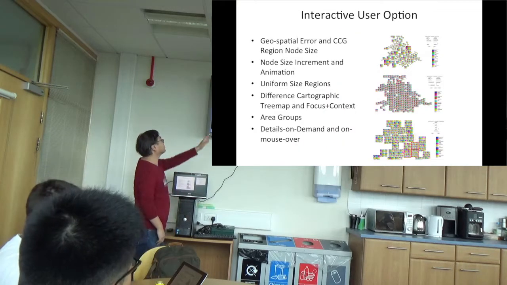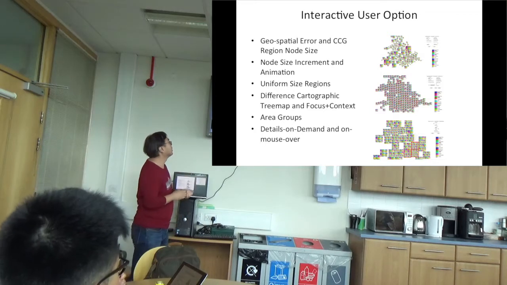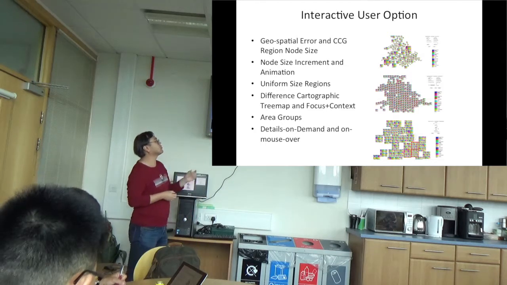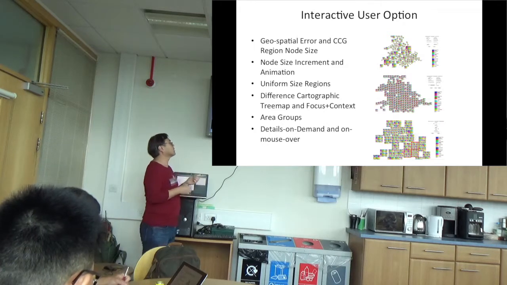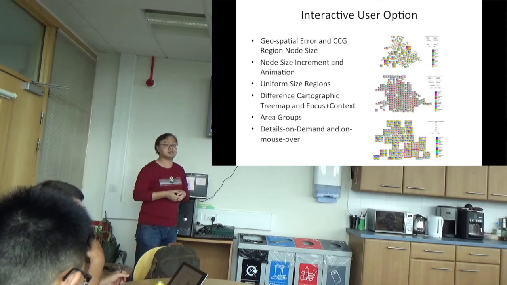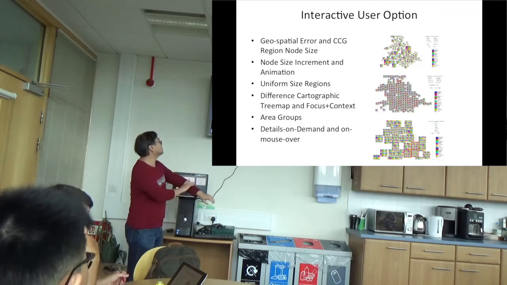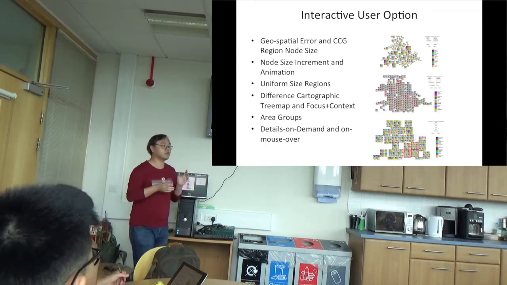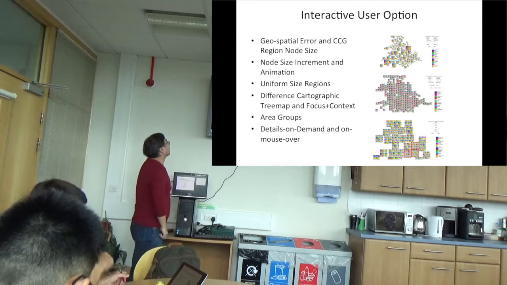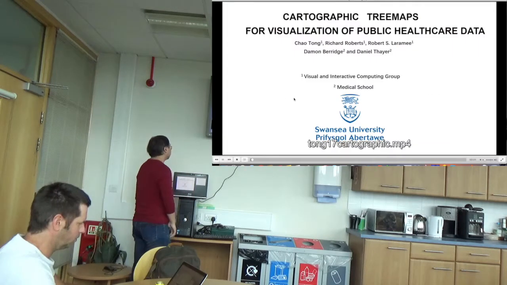We also developed several user options to make different outputs, such as the size mapped to the population, or the size being uniform. We also introduced a higher hierarchy error group to group the CCG nodes based on their error code. We also developed some focus and context filters to let the user focus on the information they care about. Here is a video to show the whole project in detail.